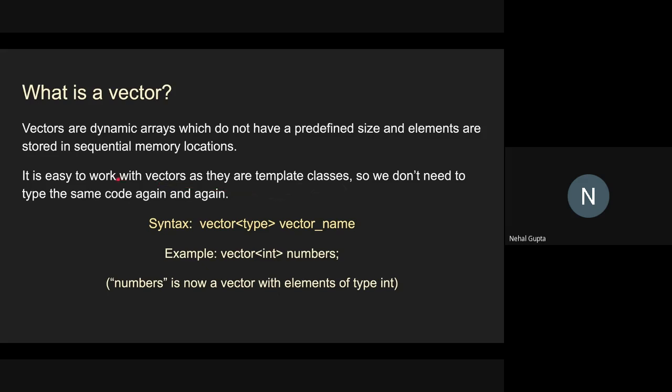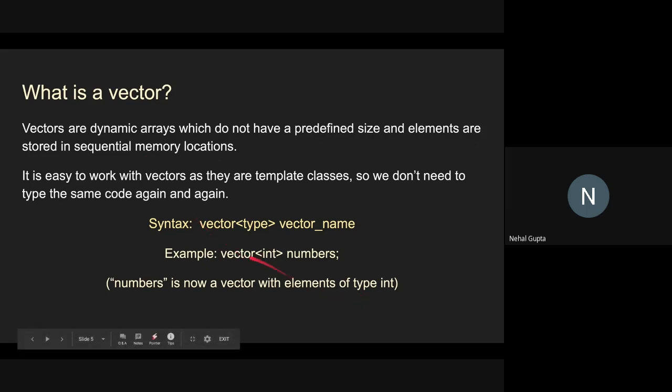So vectors are dynamic arrays. Dynamic means that they are not static. They change, which means that their size changes depending on the number of elements that we are adding. They do not have a predefined size. And the elements are stored in sequential memory locations. Again, they are similar to arrays in this fact that the elements are stored in sequential memory locations. Also, they are similar in the fact that you can have only one type of variables in a vector.